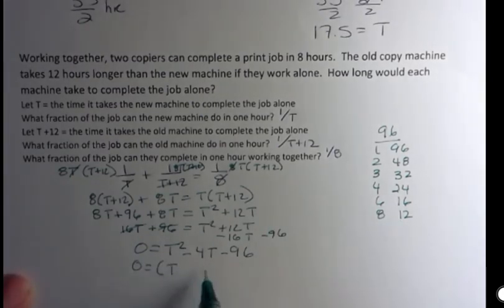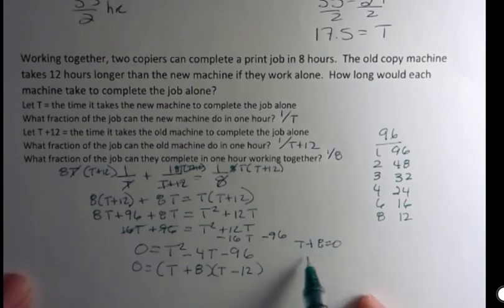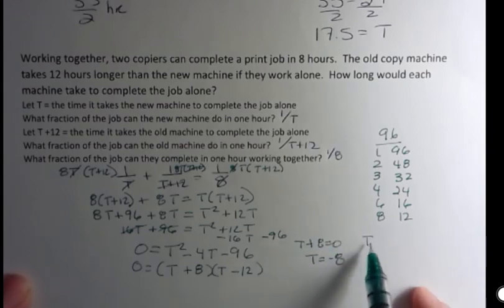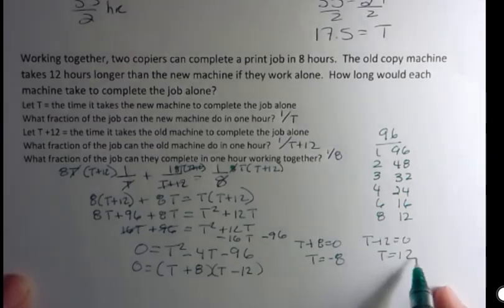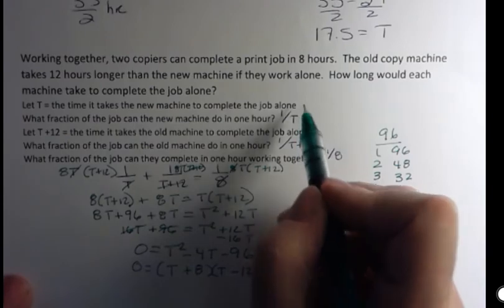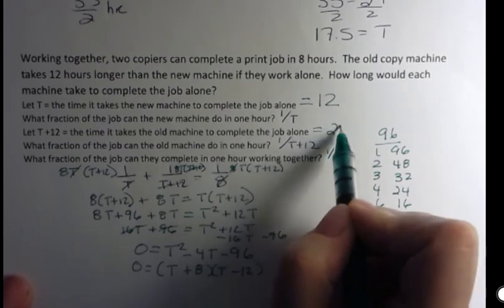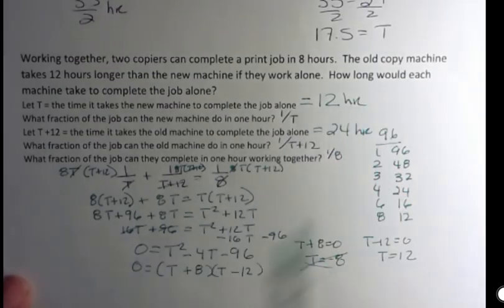You might be a little faster at that. Sometimes I just have to work my way through it. I have 8 and 12. I want this to be a minus 4, so minus 12 and plus 8. I'm going to set each of those equal to 0. t is either negative 8 hours or t is positive 12 hours. Well, we can't have a negative time, so that makes no sense for our scenario. So t, the time it takes the new machine to work alone, is 12 hours. That means the old machine is 12 hours slower than that. It actually takes it 24 hours to complete that job.